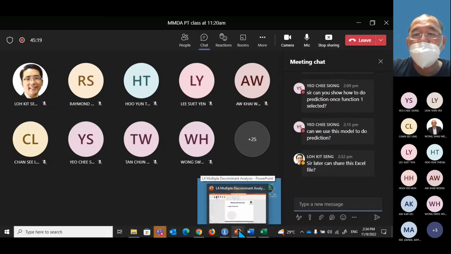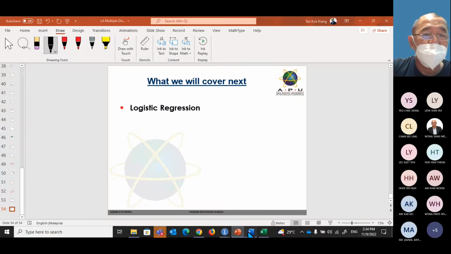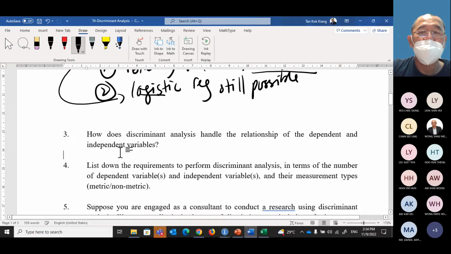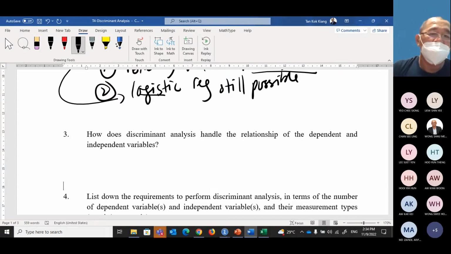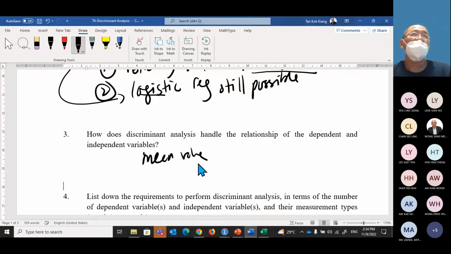Okay, if no question, now we see how discriminant analysis handles the relationship of the dependent and independent variables. One example is you can use the mean value. The mean value for different groups is different. You can use it as a method to distinguish the groups.